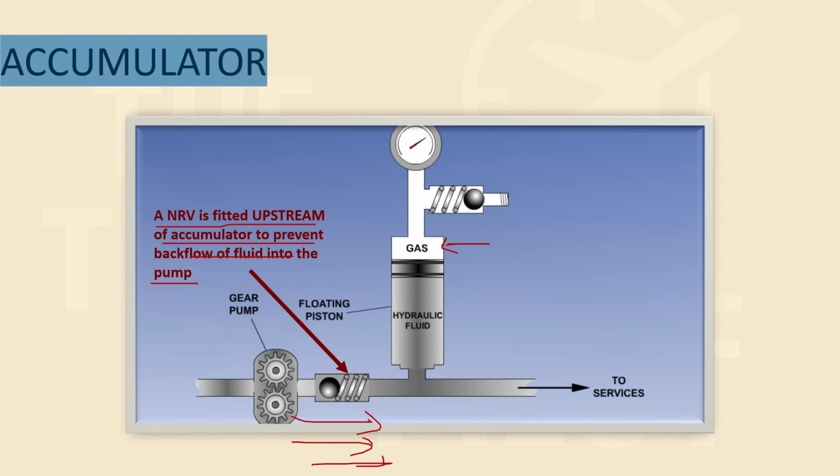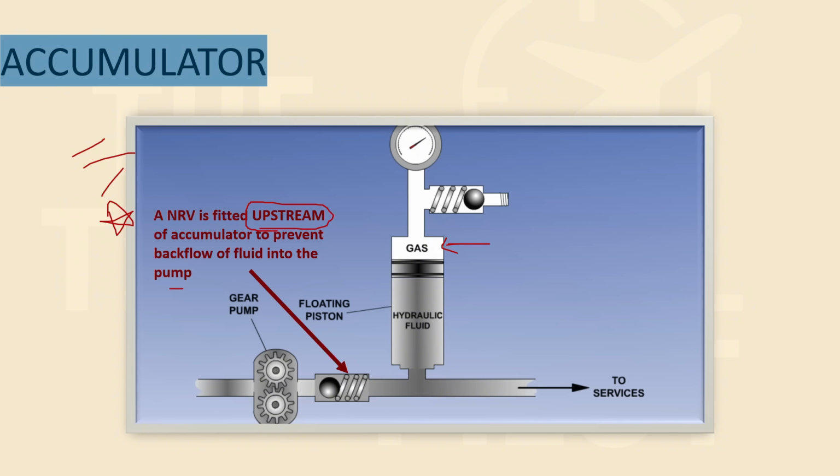So we want this to happen, right? Because the fluid will be coming in through this, and from the pump it will go like this and push the ball to the right. So it will be able to move to the right easily, but it won't be able to move to the left. So there is an NRV installed here to prevent the backflow of the fluid into the pump. The thing that you need to remember is that the NRV is fitted upstream of an accumulator. Upstream is important here. In your exams, there will be a question: upstream, downstream, or where is it fitted?